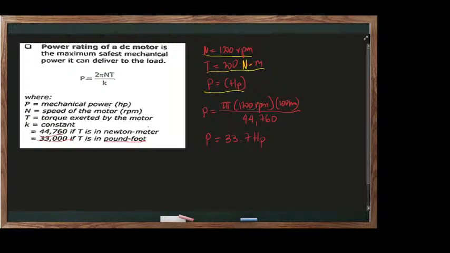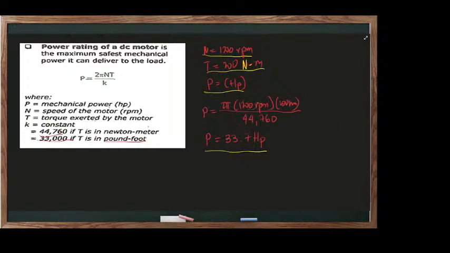So, kaya ang gagamitin natin is the 44,760, no? So, kaya yung K natin sa baba is 44,760. At yung answer natin dyan is 33.7 horsepower. So, ito na yung value ng ating mechanical power.